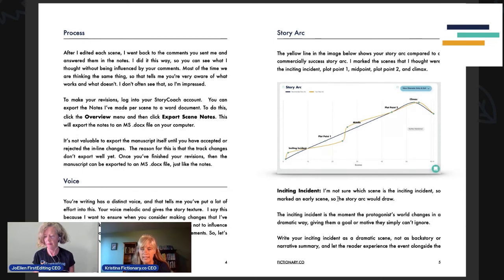And in this case, I'm not sure which scene is the inciting incident. So I marked an early scene so the story arc would draw. So in this case, the editor couldn't even find the inciting incident and put it here so that it would draw.